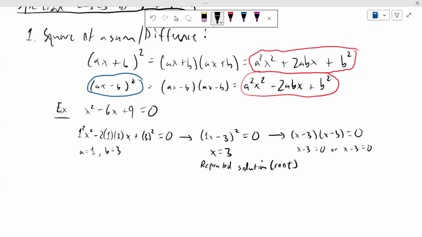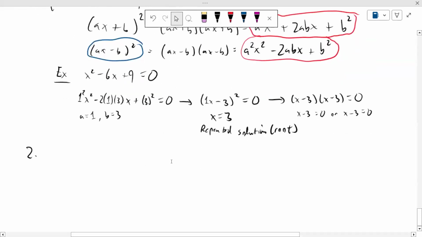Okay, so that's how we might use the square of a sum or difference. And honestly, most of the time those are kind of hard to see. If you've done thousands of these problems, you might recognize that this thing can factor as a perfect square like this. But this next one is a lot easier to notice. Instead of being a square of a sum or square of a difference, this one is called the difference of squares.